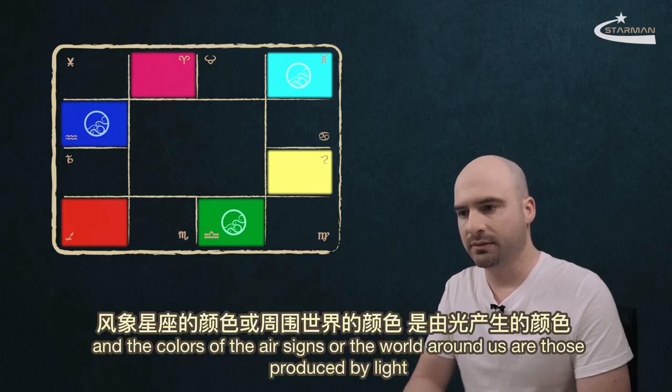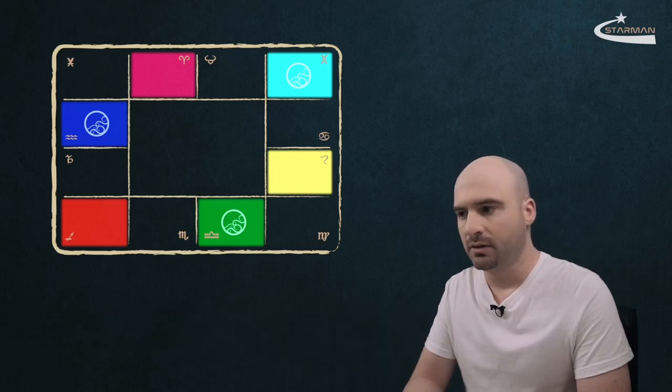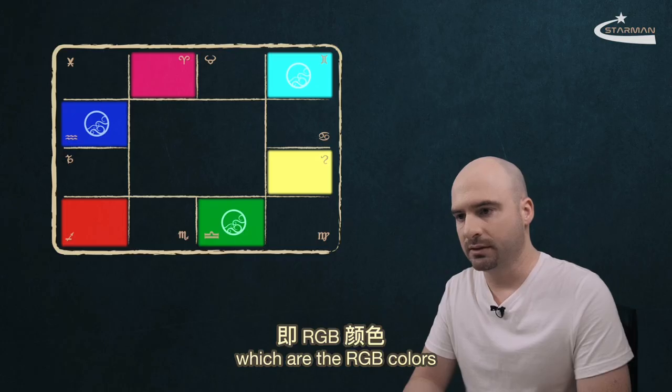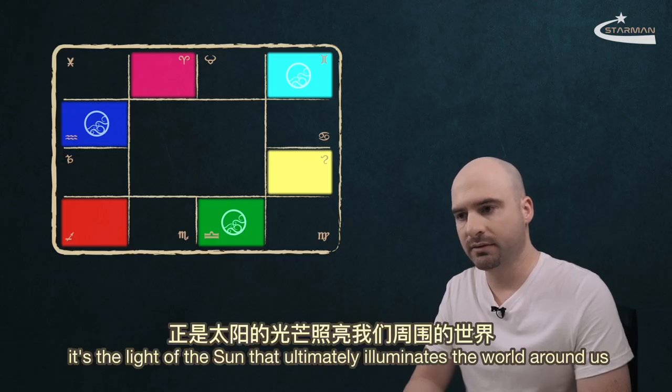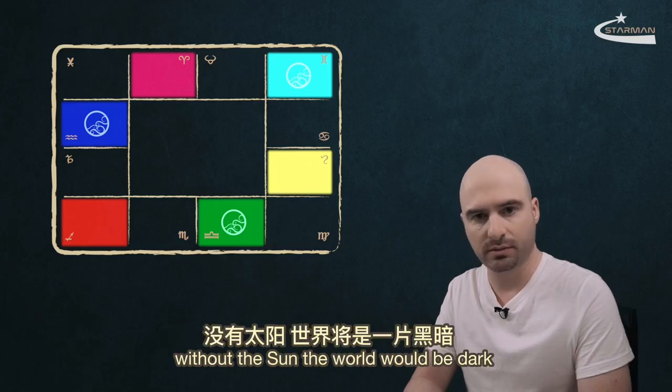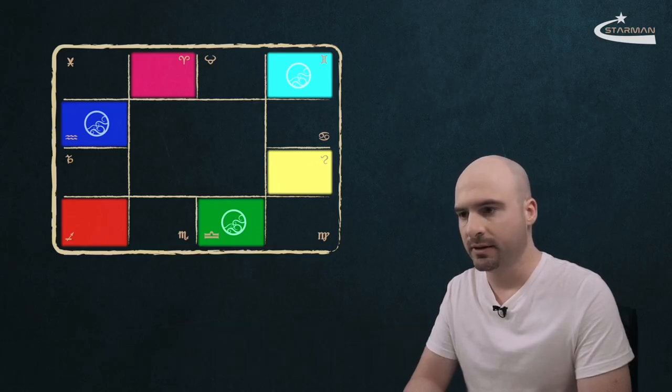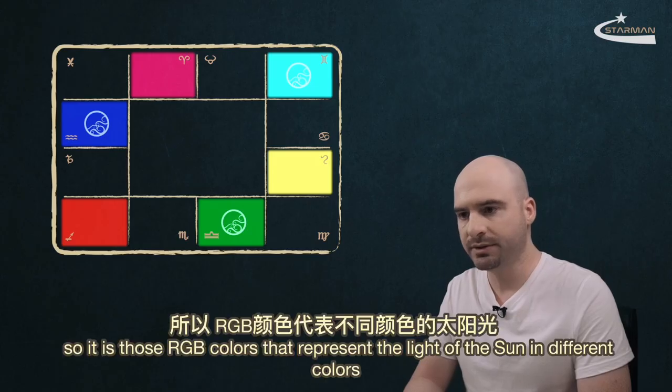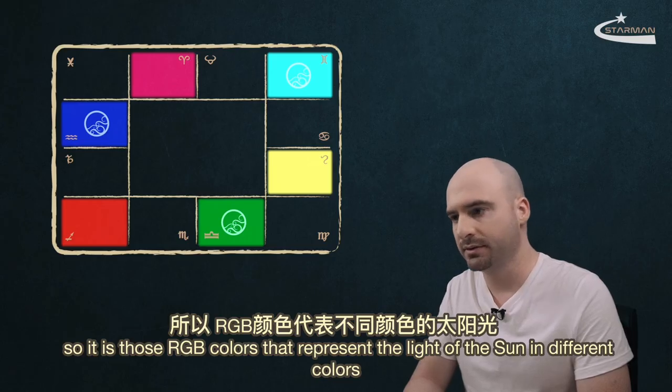And the colors of the air signs, or the world around us, are those produced by light, which are the RGB colors, right? It's the light of the sun that ultimately illuminates the world around us, right? Without the sun, the world would be dark, right? So it is those RGB colors that represent the light of the sun in different colors.